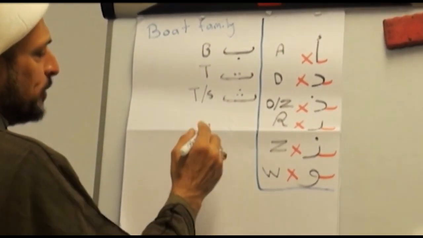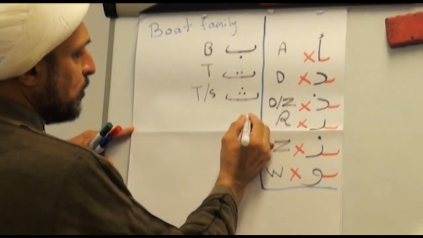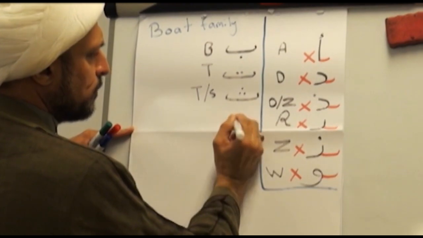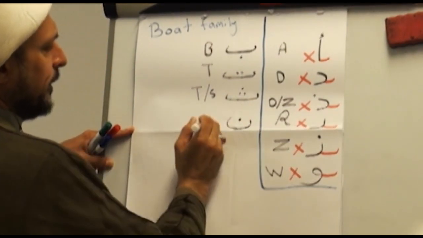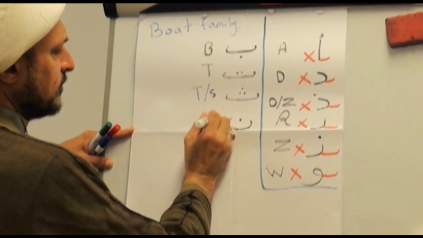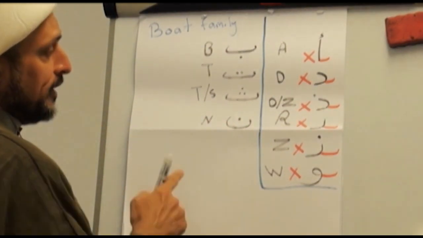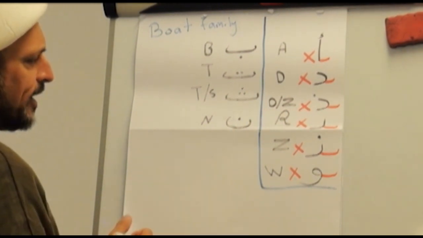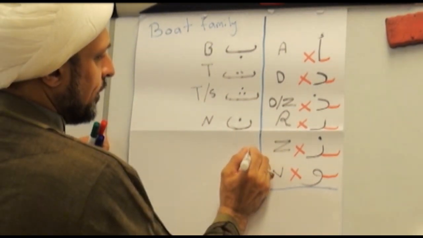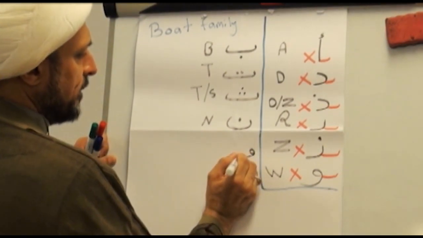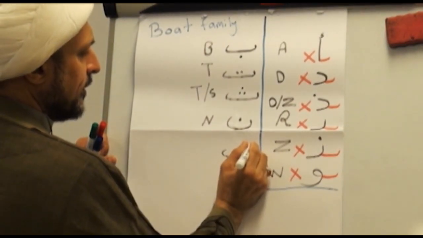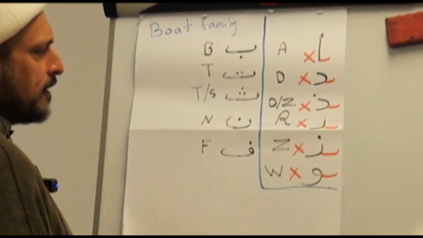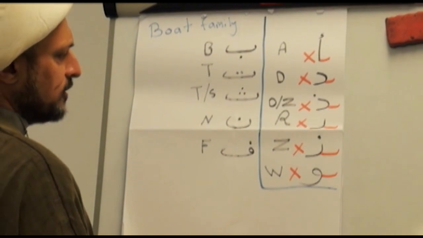More boats. So we have another boat type alphabet. Noon. It has an N sound. Ba, ta, tha, and noon. Noon is like a boat as well. And then we have a boat with a circle in the beginning. This is fa, like an F type sound.